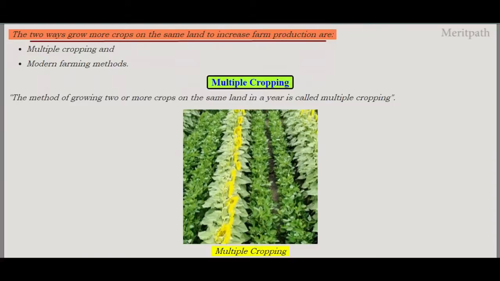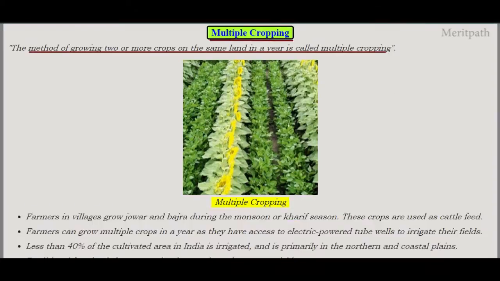The two ways to grow more crops on the same land to increase the farm production are multiple cropping and modern farming methods. Let's study in detail about these two methods. Multiple cropping: the method of growing two or more crops on the same land in a year is known as multiple cropping. In this image we see two types of crops grown on the same piece of land.